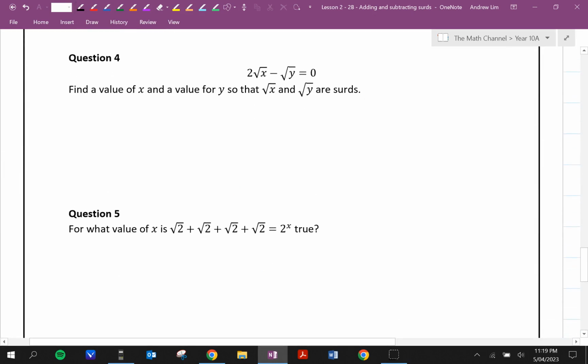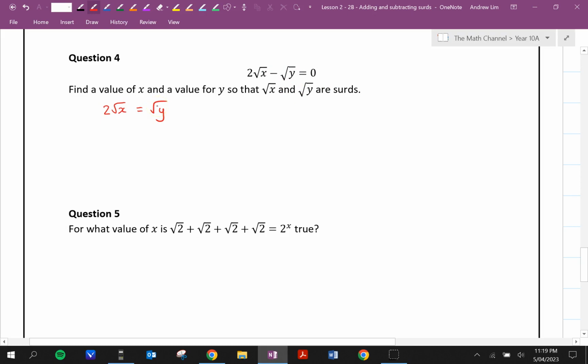Question 4. 2 root x minus root y equals 0. Find a value of x and a value for y so that root x and root y are surds. So let's have a go with this one. I might move the root y to the other side of the equal sign, so we've got 2 root x is equal to root y.